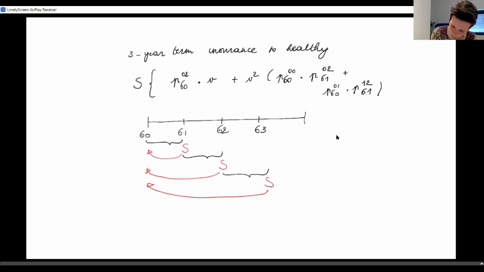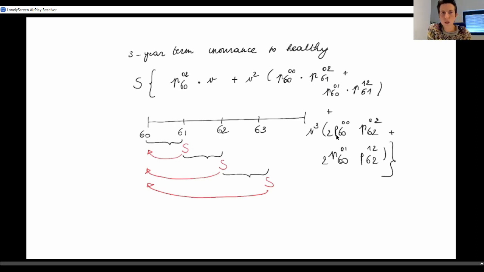And then for the last part, I've got my v to the power 3, right? And here the possible scenarios are like this, going from 0 to 2, or I can go there from state 1 and move into state 2. So that's everything I need to put together, and that gives me then the EPV of the insurance benefit.